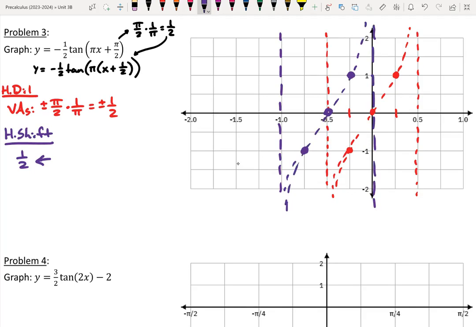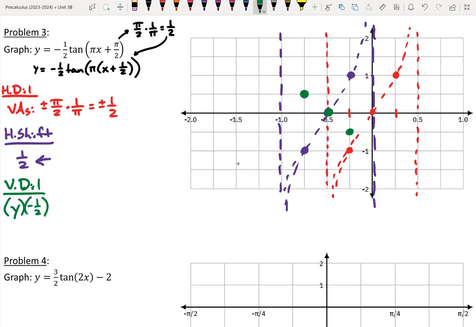All right, Ellie, what would I do last? And what am I going to do for my vertical dilation? And what am I going to multiply -1/2 to? The y values, right? So let's go ahead and do that. So I have -1 times -1/2 would put me at +1/2. 0 would still be 0. +1 would now be -1/2.